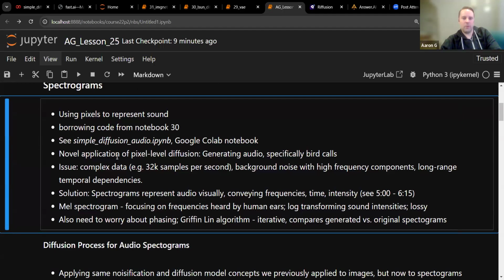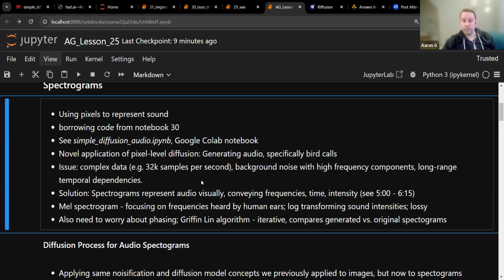Well, let's just move on here. One of the things that was brought up is that working with audio data is a little bit complex. You're dealing, in this case, with 32,000 samples per second, so you have a pretty big data set with just a couple seconds of audio. There's a lot of background noise, some really high frequency components, and of course temporal dependencies you have to deal with as well. So the solution they come up with, converting this audio to an image, is something called a spectrogram, which is pretty cool.